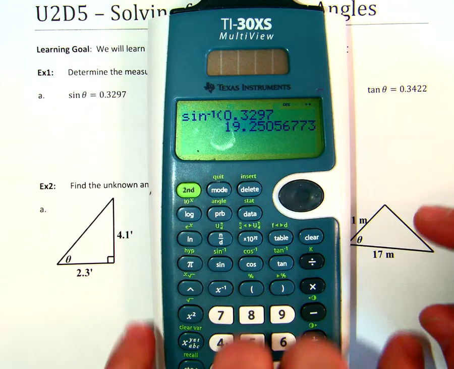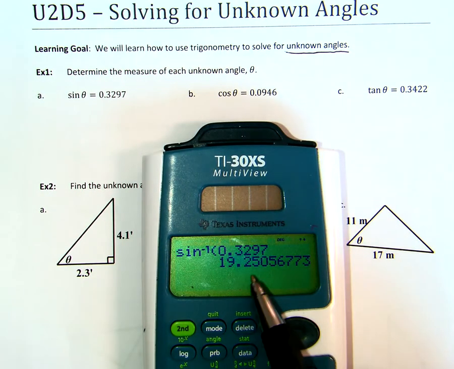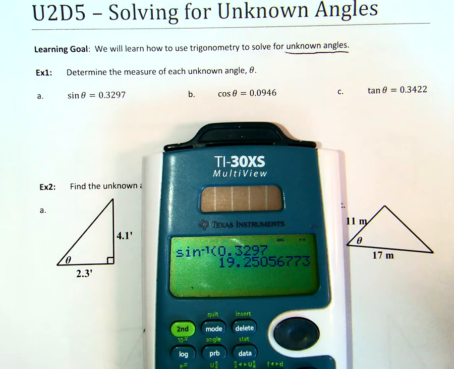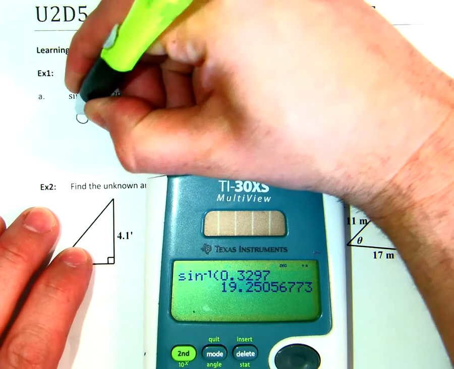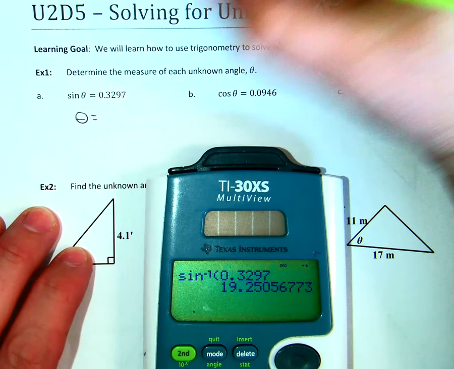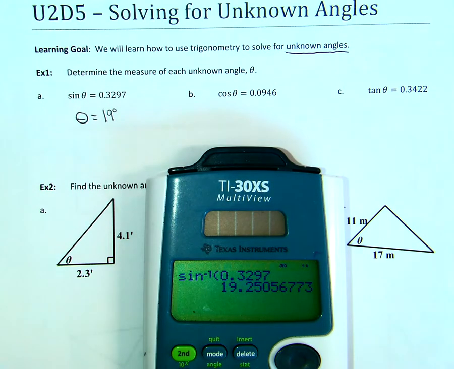And we're going to round to the nearest whole degree. So I'm going to put 19. The 2 tells the 9 not to round up, just to stay at 9. So my answer here is theta equals 19 degrees. So that's my units and everything included.